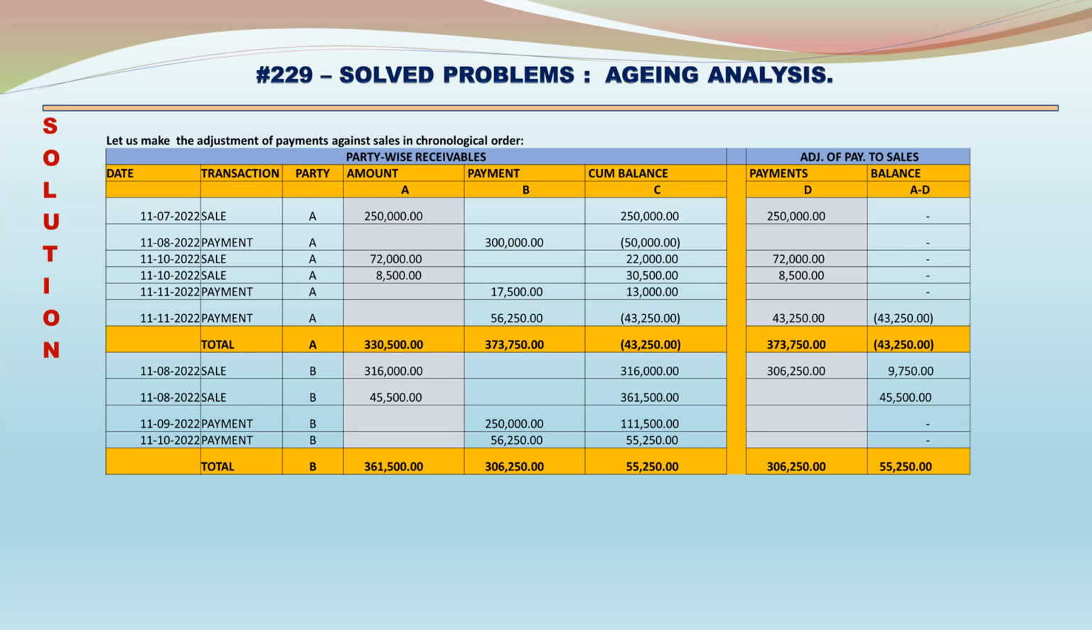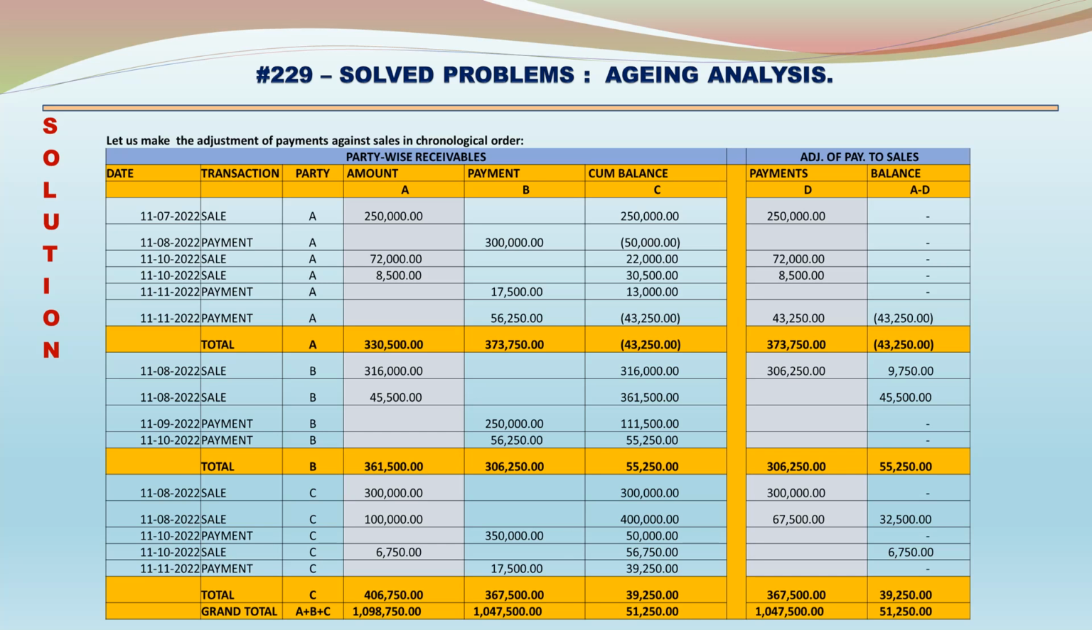When it comes to party B, he paid 306,250 in total, and it is against the 8th November sale of 316,000, leaving a balance of 9,750 from that sale. Subsequently, the 45,500 sale on 8th November is unpaid. So total dues from B is 55,250. When it comes to party C, he paid a total of 367,500. Out of this, 300,000 is adjusted against his sale on 8th November, and 67,500 is against his 8th November sale of 100,000, leaving a balance of 32,500 unpaid. And again there is a sale of 6,750 on 10th November, so it is still unpaid. So there is a total receivable of 39,250 from C from the 8th November sale and 10th November sale.